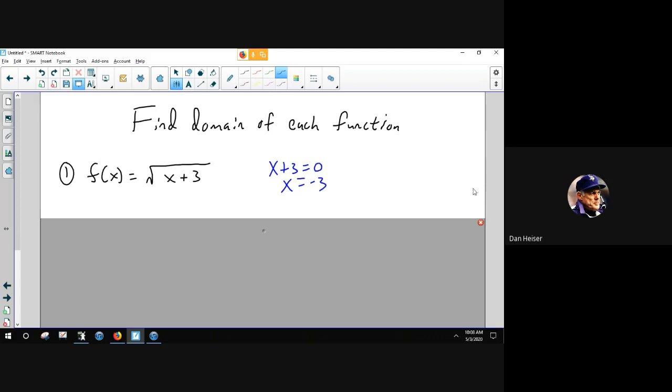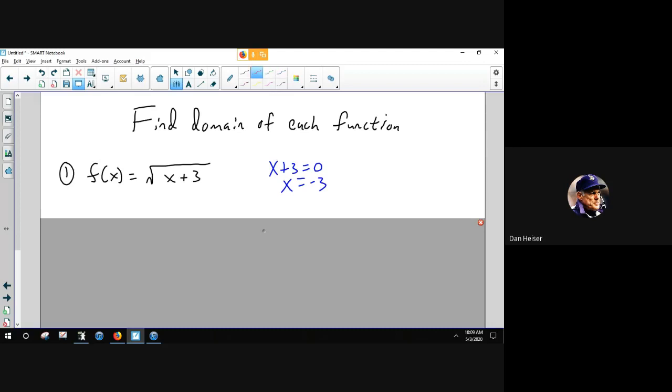If I plug in a number to the right of negative 3 and I plug in a number to the left of negative 3, one of those answers will give me a positive, one of those answers will give me a negative. So what's an easy number to the right of negative 3? And I hope you said 0. 0 is an easy number. Plug in 0. Do you get a positive or negative for the square root? Of course you get a positive. If x is 0, we have the square root of 3. So all the values to the right of negative 3 will give us a positive square root.